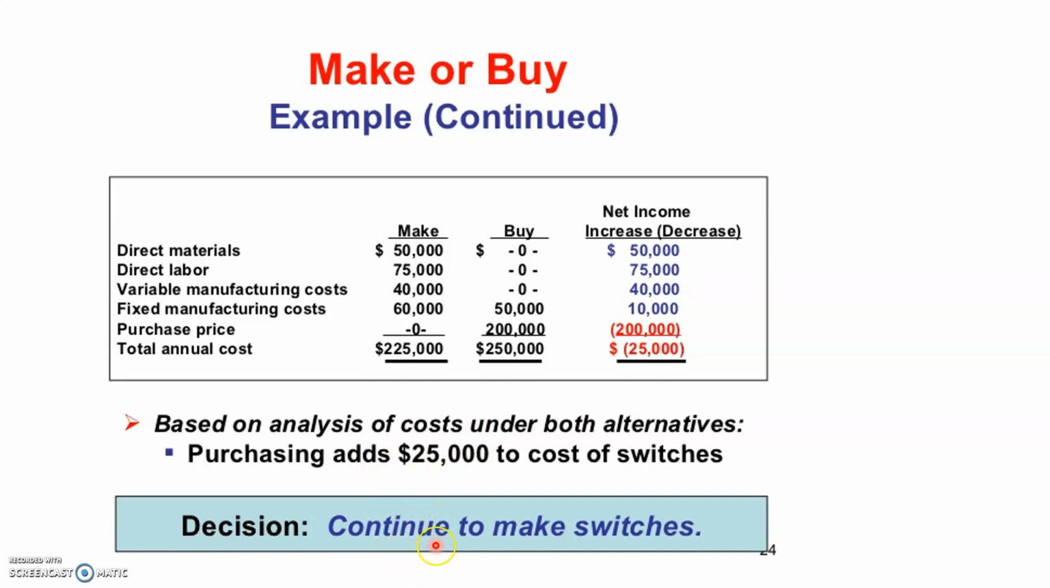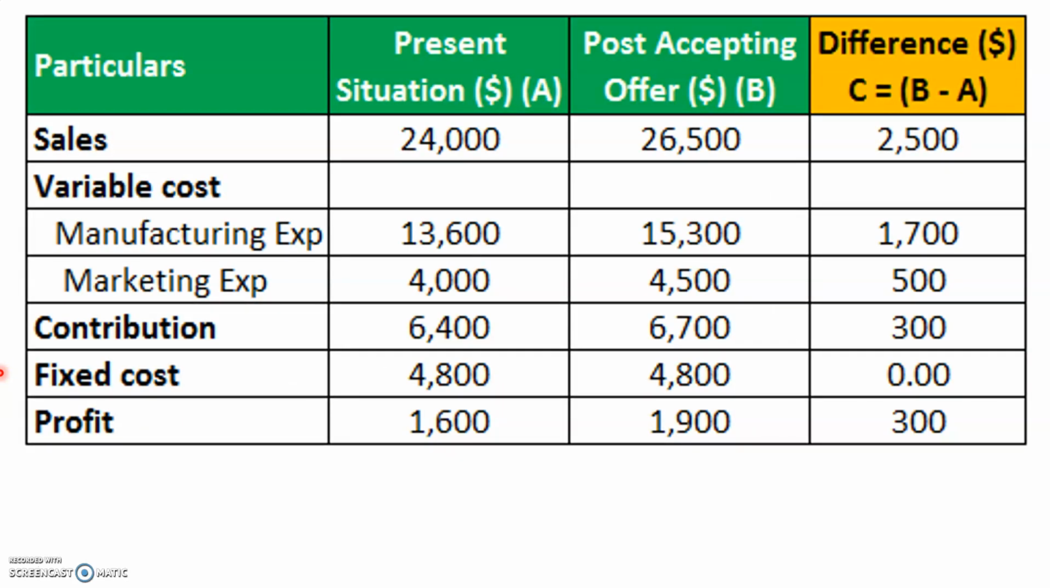So it is better to continue to make switches. The product here is switches. So the decision will be to make the product in the company, because it leads to a cost of 2,25,000. Otherwise it may incur 2,50,000.